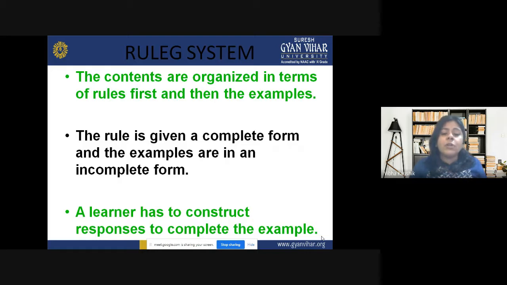A learner has to construct responses to complete the example. Now, what is the role of the learner? Now, the learner has to construct responses. They will work out what will be the correct answer for that particular example. A learner has to construct responses to complete the example, and he is constructing the responses to complete the examples that are being presented by the programmer in an incomplete form.